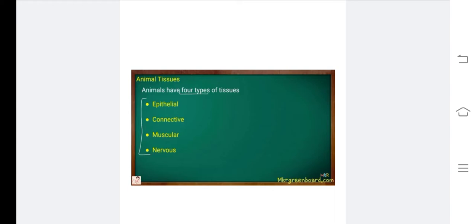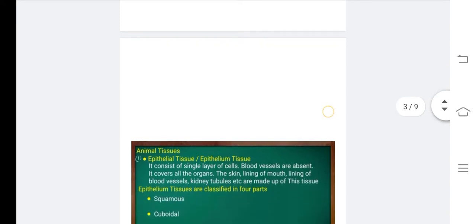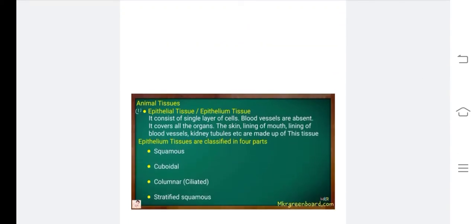Okay, so what are we going to study now? Epithelial tissues. There are certain things we have to keep in mind in order to understand epithelial tissues. Very important point to be noticed. Epithelial tissue, or we can say epithelium, consists of a single layer of cells. I will show you the different types of simple epithelial tissue, children.